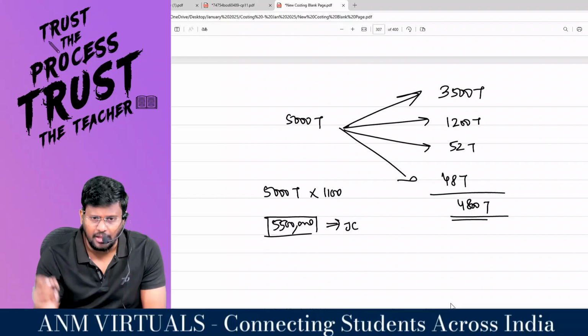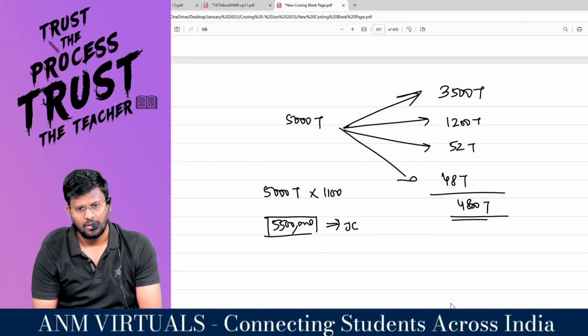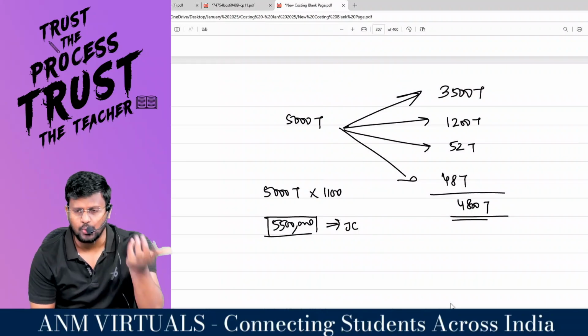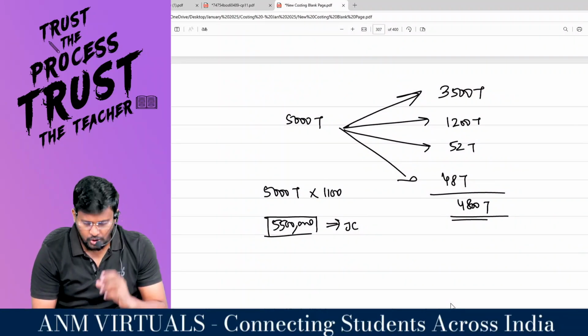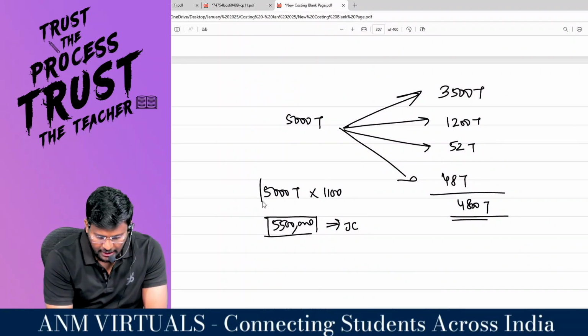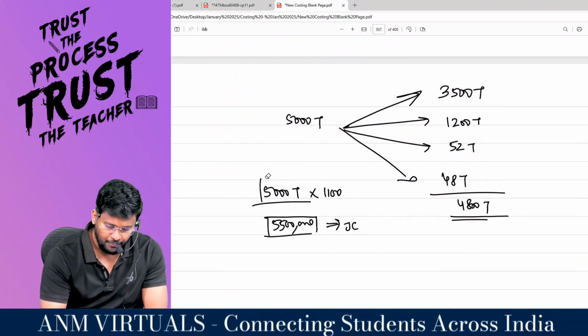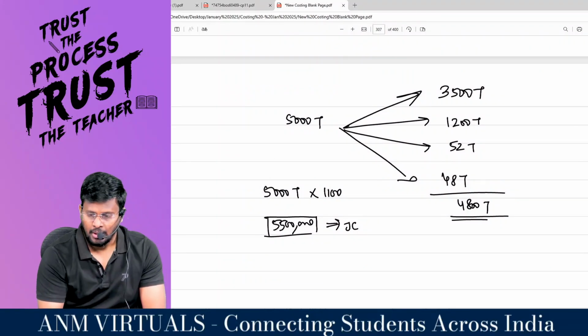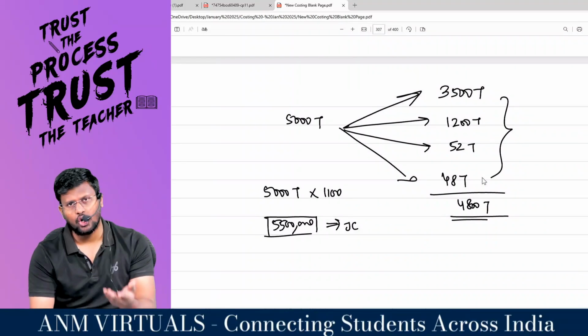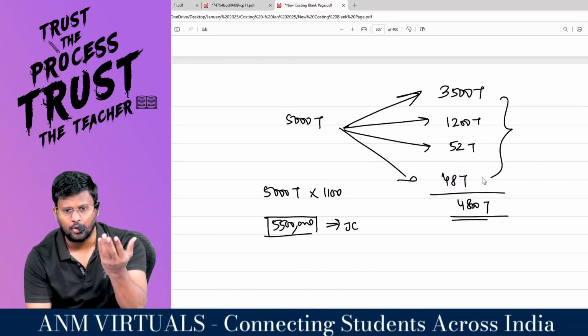Have you incurred the joint cost for 5000 units or 4800 units? 5000 ton or 4800 ton? You spend 55 lakh for 5000 ton input or 4800 ton output? 5000 ton input. So if I apportion the joint cost based upon 4800 ton, it will be a blunder.